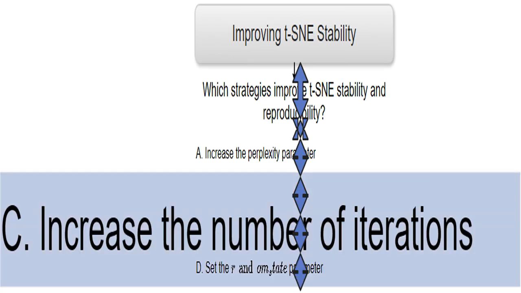Now, let's talk about increasing iterations. TSNE is an iterative process, meaning it refines its results over many steps. More steps give TSNE more opportunities to find a good solution and reduce the influence of that initial random start. It's like giving a puzzle solver more time to work. The longer they have, the better the chances of solving the puzzle, regardless of where they started.